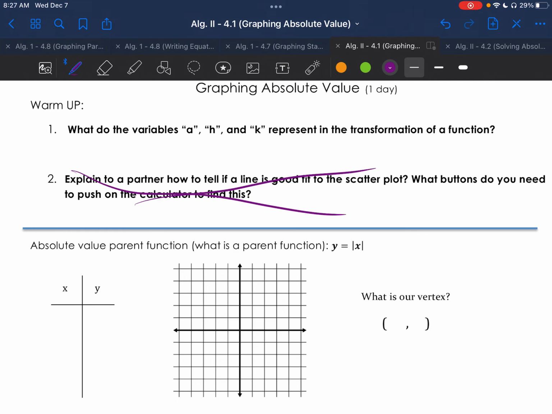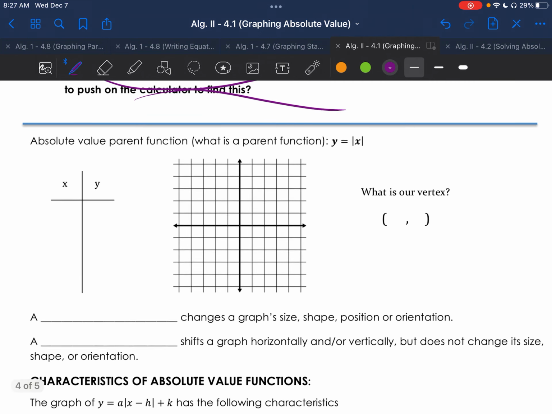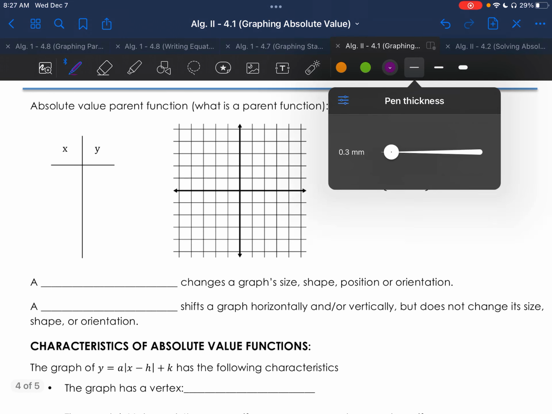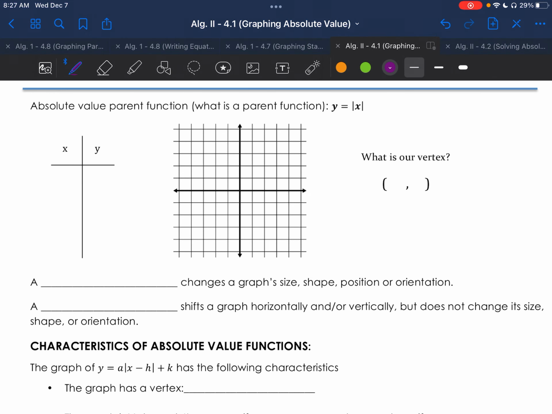So, in Section 1, we're not going to do the second one, and we actually just talked about number 1 a moment ago. So, the absolute value parent function. What is a parent function? A parent function is just the normal one without any transformations to it. So it's not moved left to right at all, not stretched, reflected, compressed, or translated up and down at all. So it's just y equals the absolute value of x, or f of x is equal to the absolute value of x, because they're the same thing.